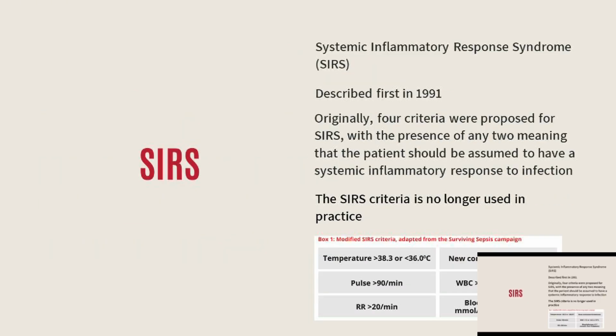So in 1991, there was a conference, and this was led by a man called Roger Bone. And this was the first time they introduced the definition of sepsis. And the term they used was systemic inflammatory response syndrome, SIRS. Originally, there were 4 criteria that were proposed, and any patient that meets 2 of these criteria is assumed to have systemic inflammatory response syndrome.